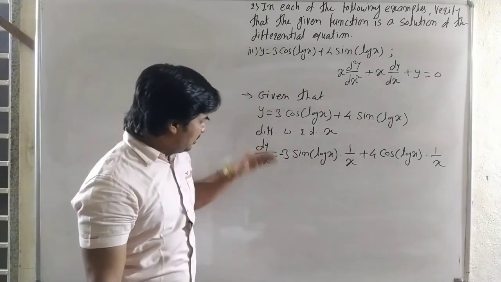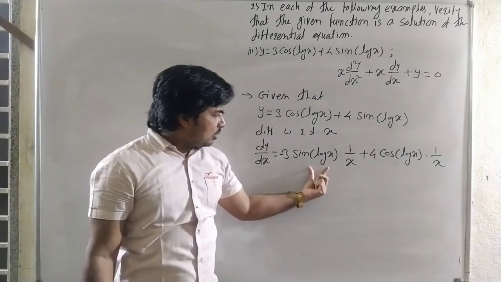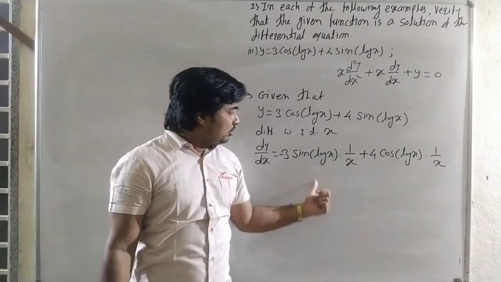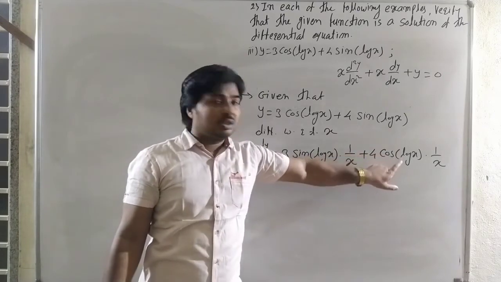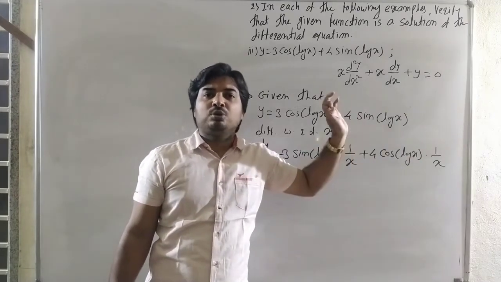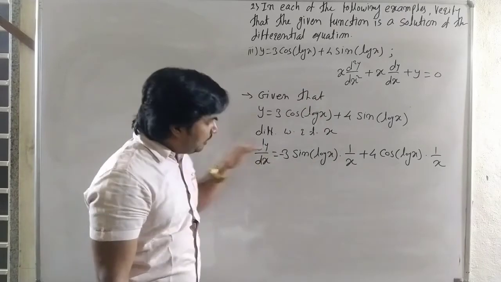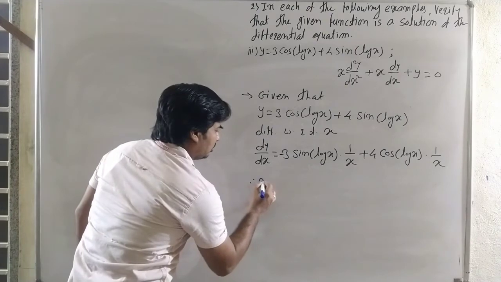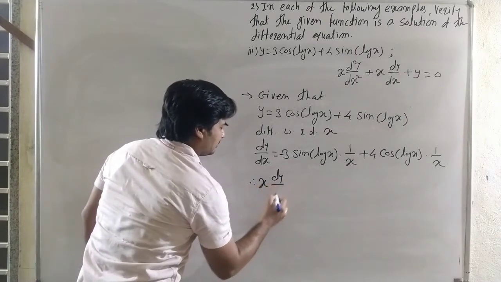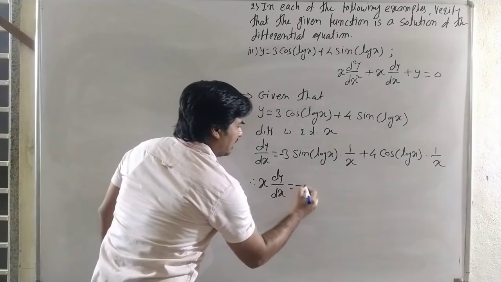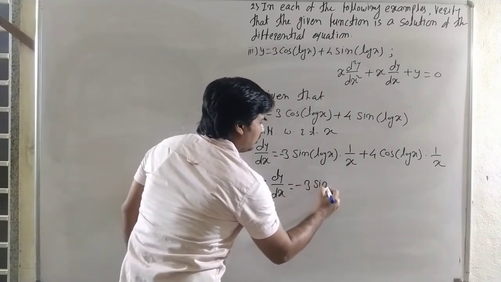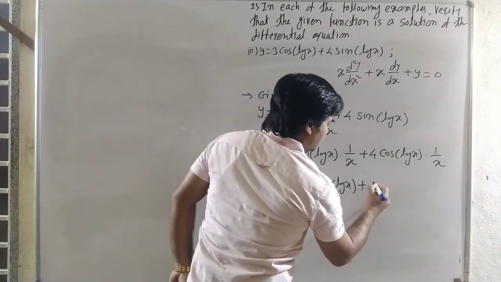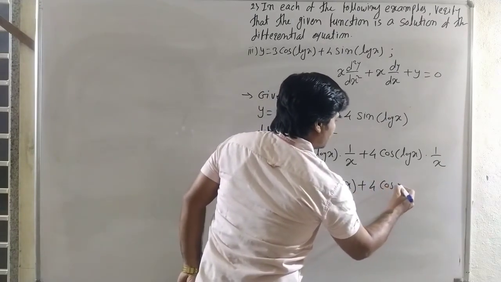Now again differentiate, but when we differentiate, it is sin of log x and into 1 by x. Here we use the u into v or u by v rule two times, because there is also multiplication of the two functions. So here we multiply throughout by x, then this x gets cancelled, and we get the relation: multiply throughout by x, x dy by dx is equal to minus 3 sin of log x plus 4 cos of log x.